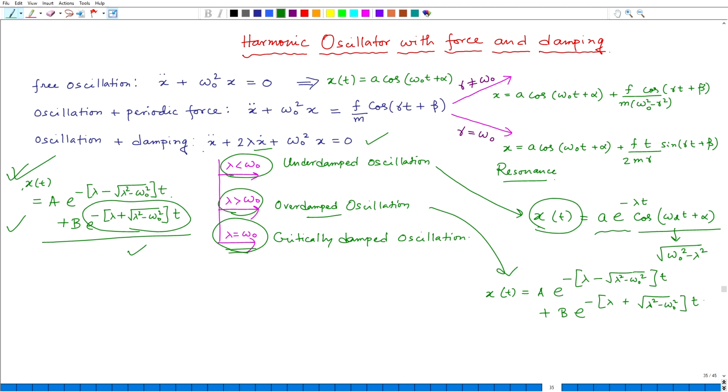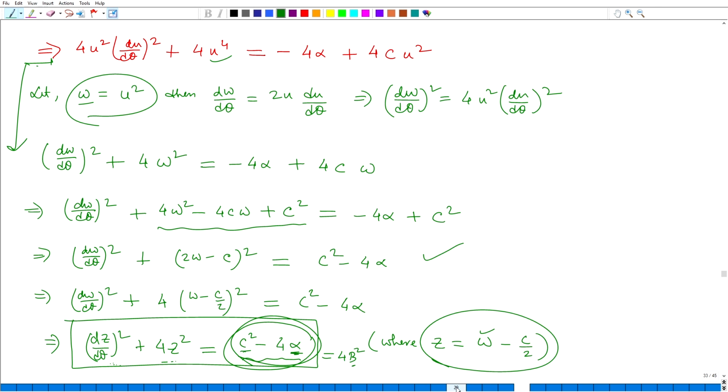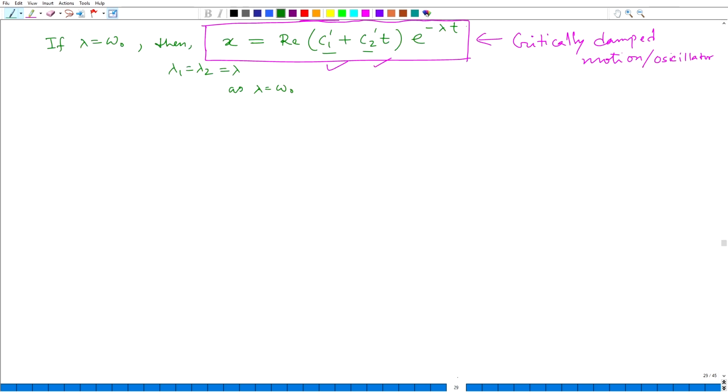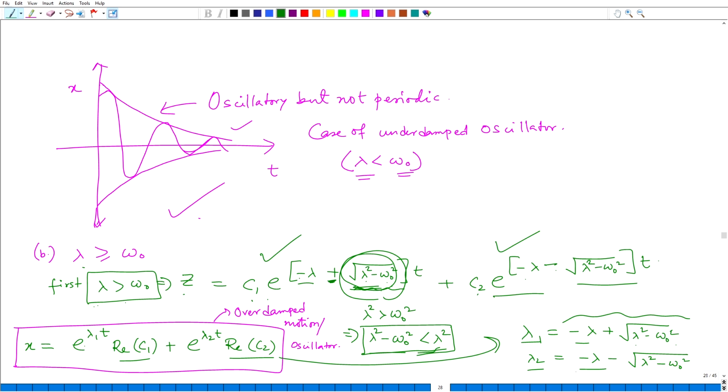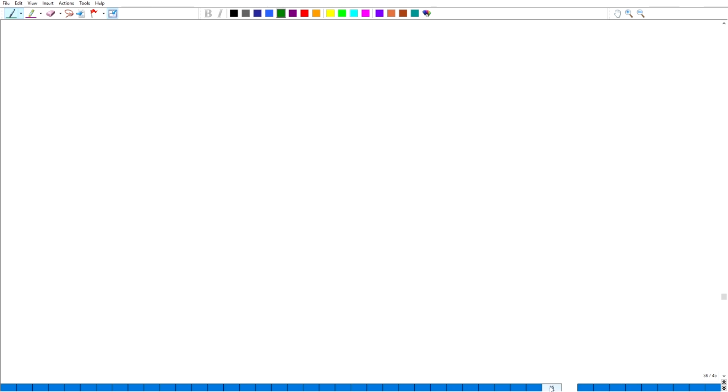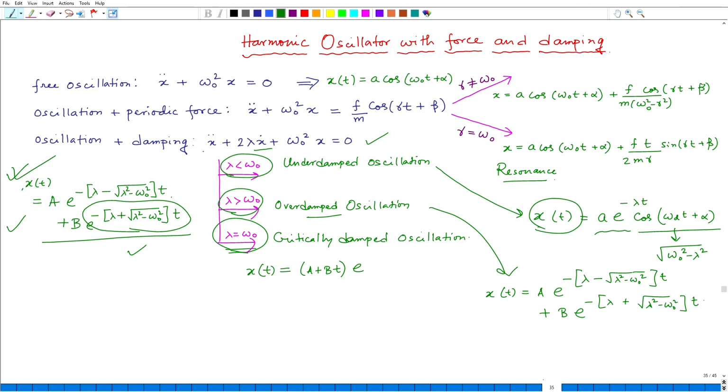And finally, I had this critically damped situation where lambda and omega 0 are equal, and for that we said that the correct solution is x of t equal to some a plus b t times e to the power minus lambda t, because you see that in this case, lambda square minus omega 0 square vanishes.